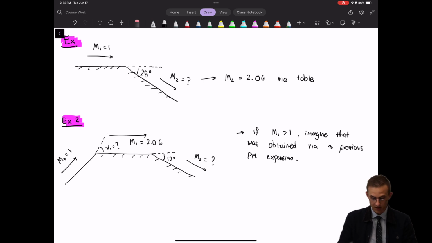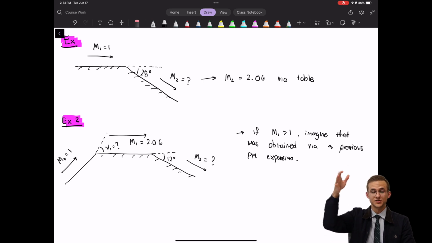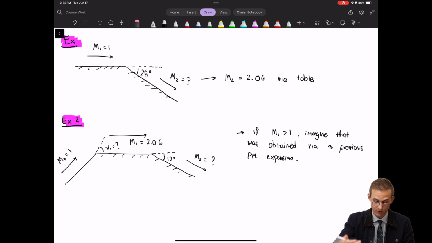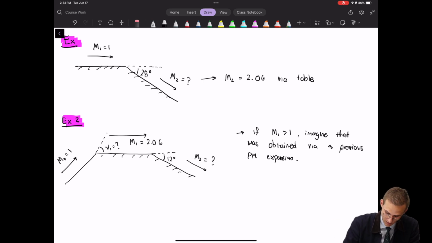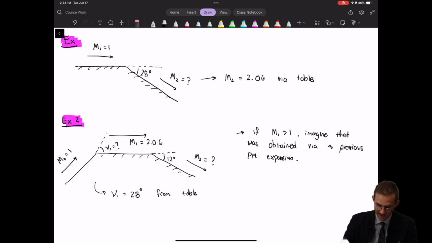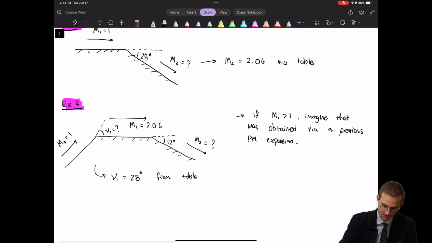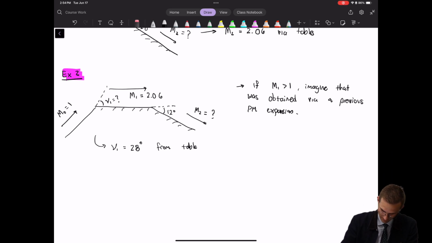What was that? If you go to the table and look for M2, the Mach number after the turn, equal to 2.06, because we just did an example and we know it's going to be 28 degrees. So here we would see from the table that nu 1 is equal to 28 degrees. Then we add the two angles together, and that would be the total: nu 1-2 is equal to nu 1 plus nu 2, which would be 40 degrees.